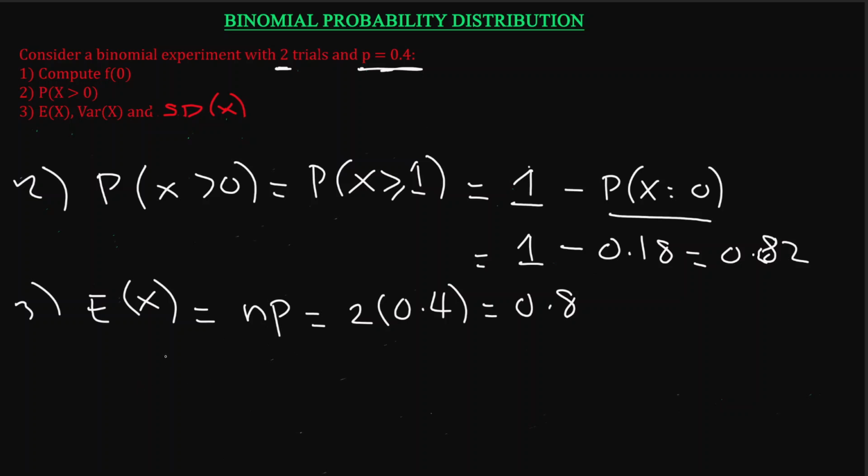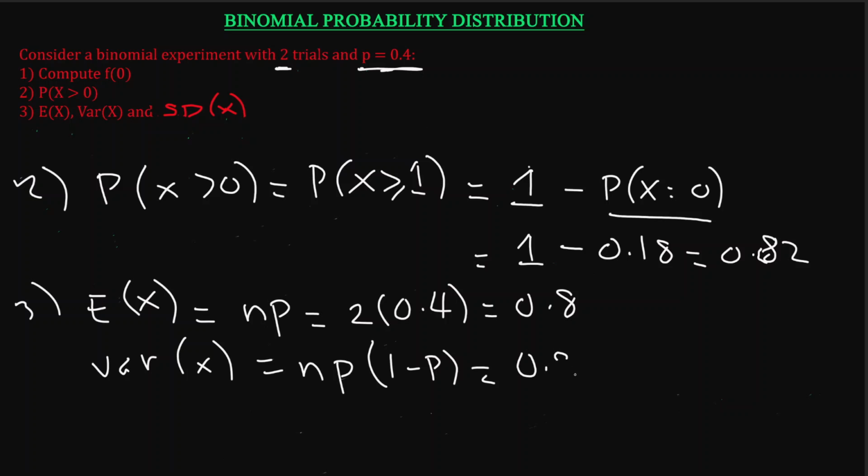Now, what is the variance of x? How do we find that? The formula for calculating the variance of x is given as n times p into bracket 1 minus p. We just calculated n times p, which is 0.8. We already know p is 0.4, so 1 minus p is 0.6. So 0.8 times 0.6 is 0.48.